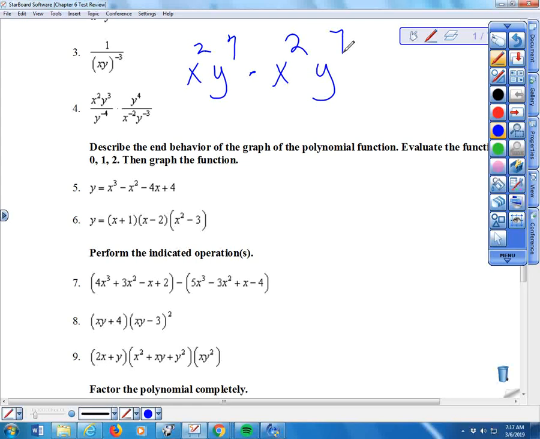So now I have x squared y to the 7th times x squared y to the 7th. Looking at my common bases, my x's, I add the exponents. And looking at my y's, I add the exponents. And there's my answer.